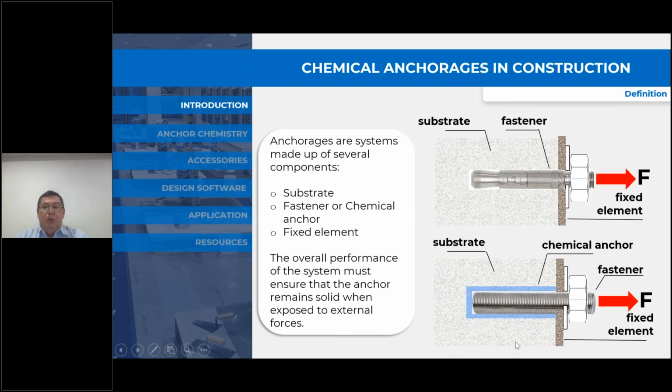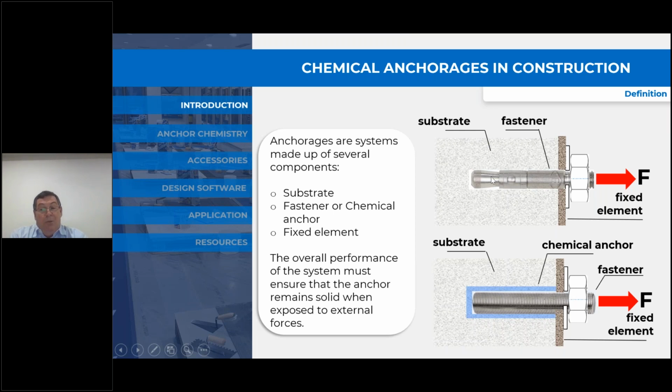Okay, we'll quickly move on to chemical anchors in construction. It's an interesting one. It's basically a comparison between mechanical fasteners and chemical fasteners. So the anchorage systems are made up of several components: the substrate that they're fastened into, the actual fastener or the chemical anchor, and also the fixed element. So the overall performance of the system must ensure that the anchor remains solid when exposed to external forces.